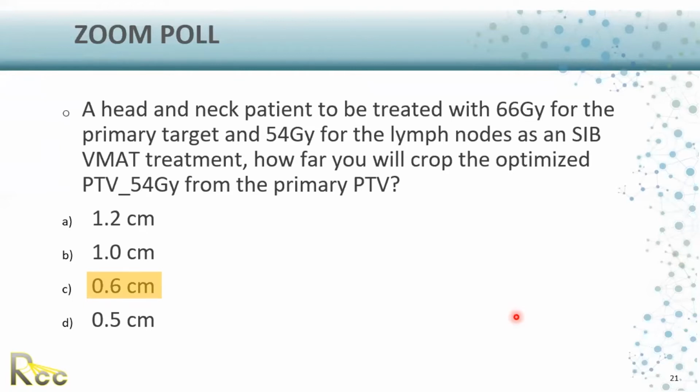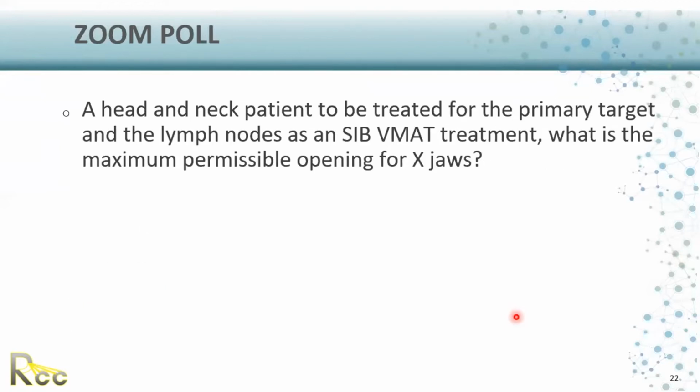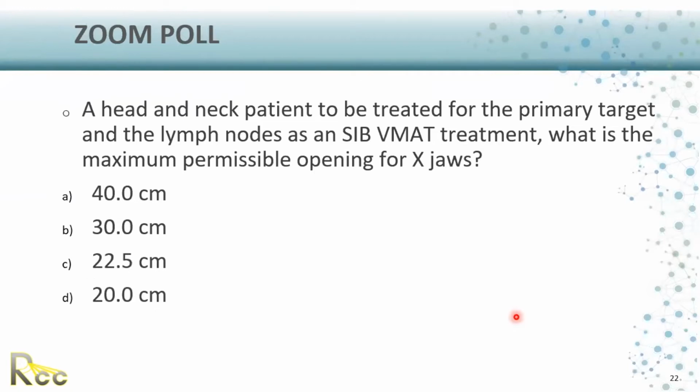Excellent. And the last question: a head and neck patient is to be treated for the primary target and the lymph nodes as an SIB VMAT treatment. What is the maximum permissible opening for the X jaws? 40 centimeters, 30 centimeters, 22.5 centimeters, or 20 centimeters? I think it started out pretty close between B and D, but at the end of the day, B takes the cake.